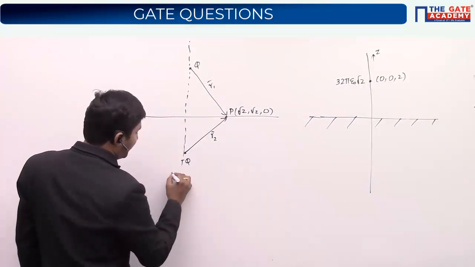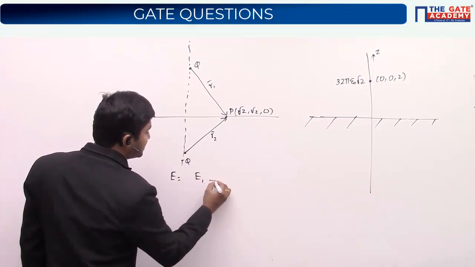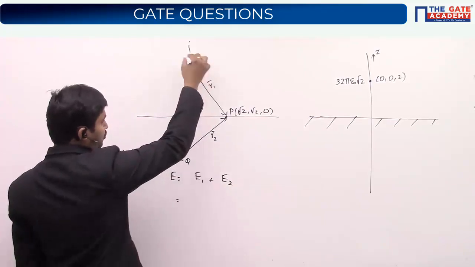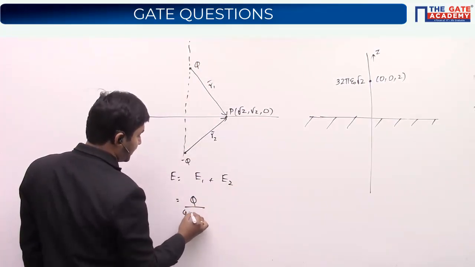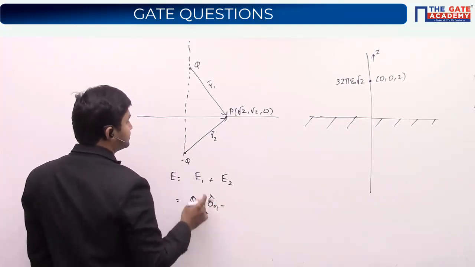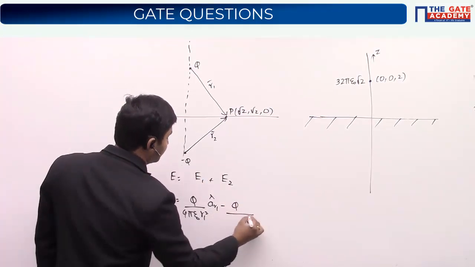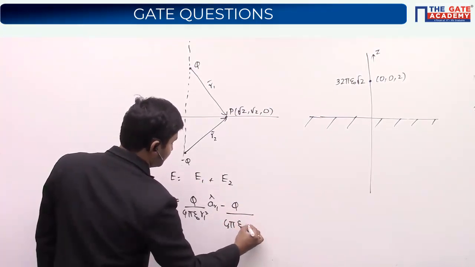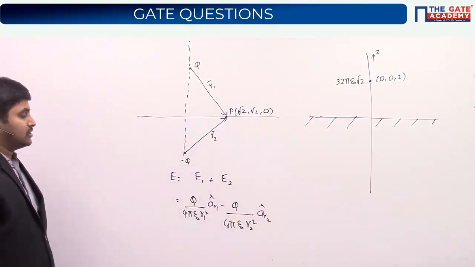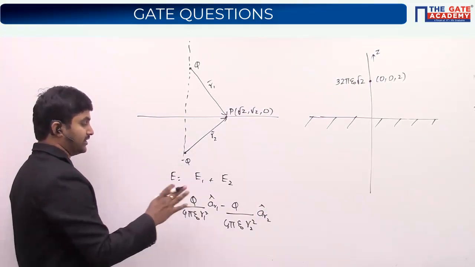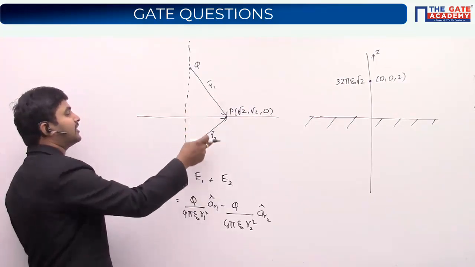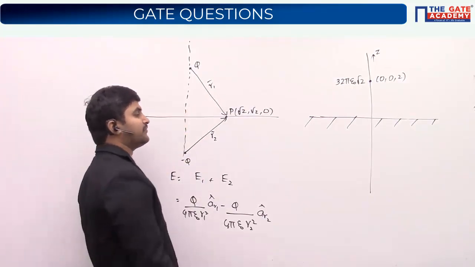The electric field that we are going to find out will have two components, E1 and E2. E1 is due to Q1, so Q divided by 4 pi epsilon naught R1 square, AR1 cap. And the second one is minus Q divided by 4 pi epsilon naught R2 square, AR2 cap. What is unknown here? You know what Q is, what 4 pi epsilon naught is. So the unknowns here are nothing but R1 and R2, which we can very simply find out.